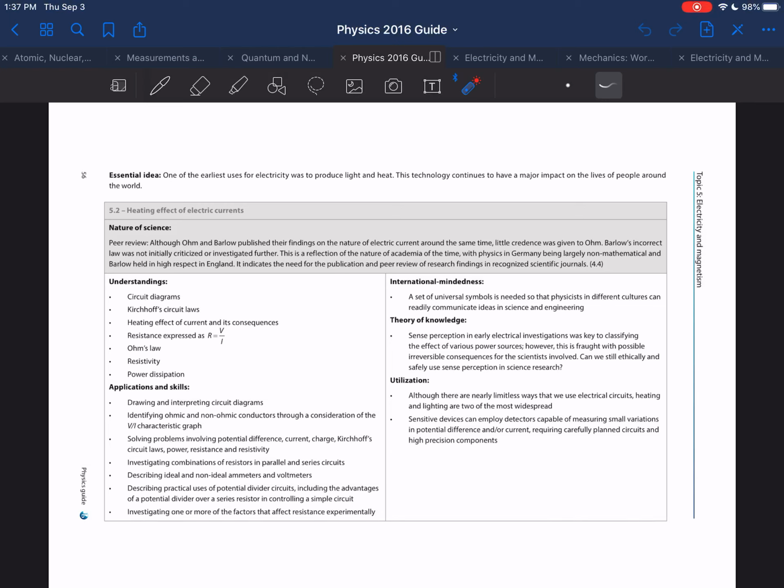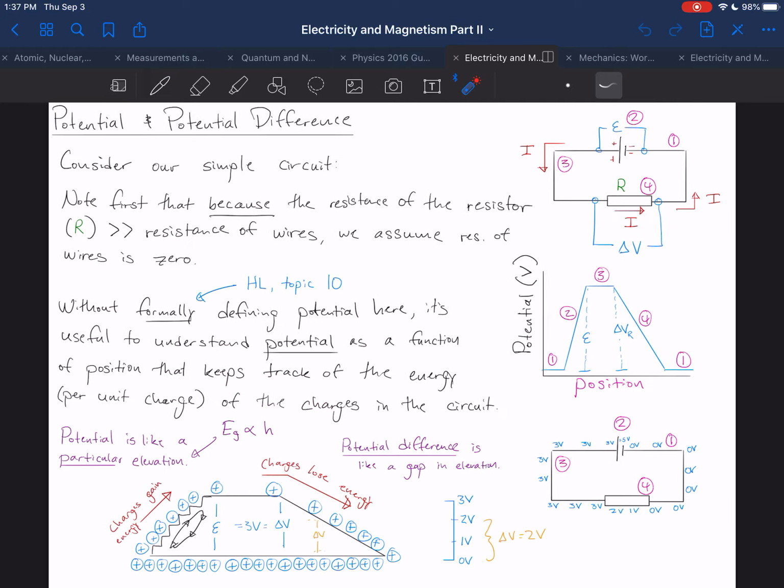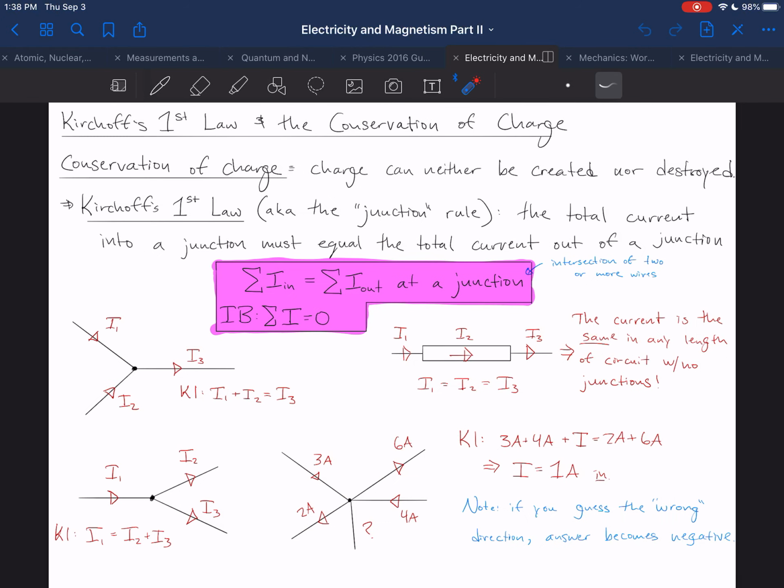Hello everyone! In this video we will continue to examine topic 5.2, the heating effect of electric currents, and in particular we will continue to unpack Kirchoff's circuit laws. Alright, so Kirchoff's first law, as we saw, was intimately related to a fundamental physical principle, which was the conservation of charge.